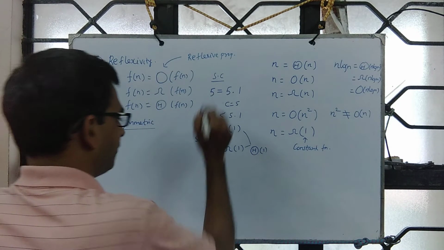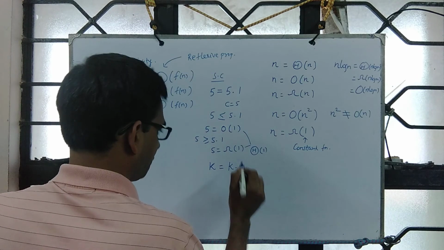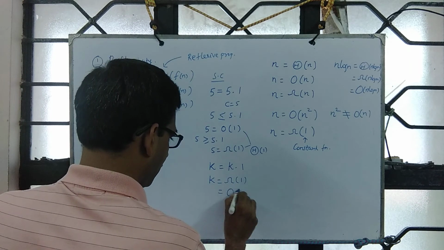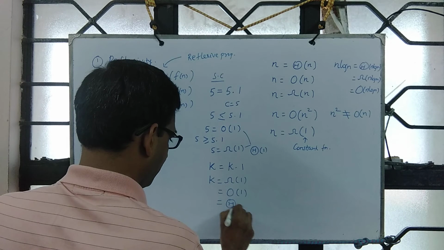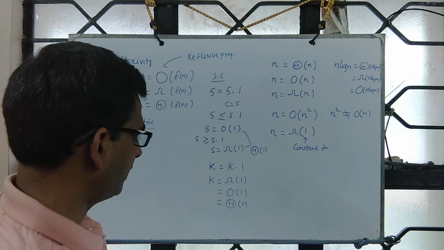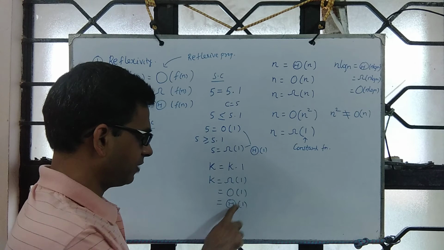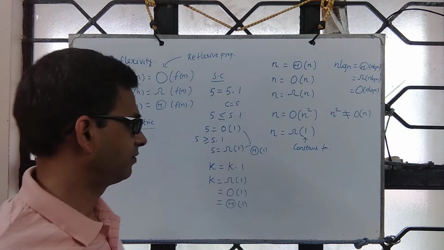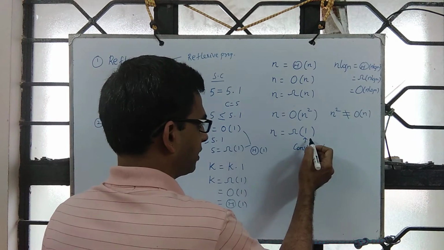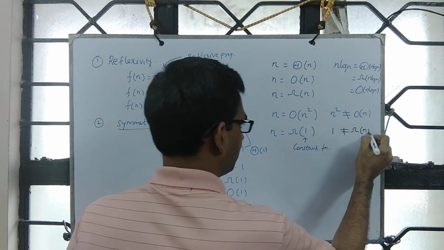In general, if step count is constant, say k, then it is k times 1, which means k is omega of 1, k is order of 1, k is theta of 1. So if step count of an algorithm incurs constant effort, then in asymptotic sense you can write them as omega of 1, order of 1, and theta of 1. Fine. So you see that n is omega of 1, but 1 is not omega of n.